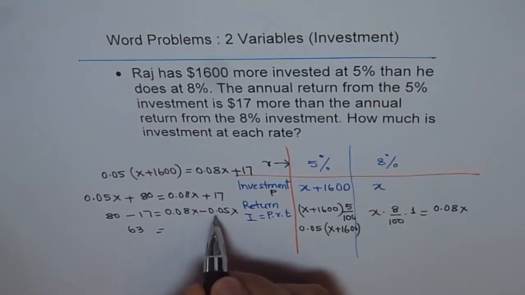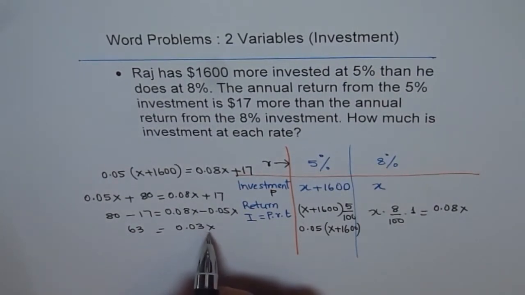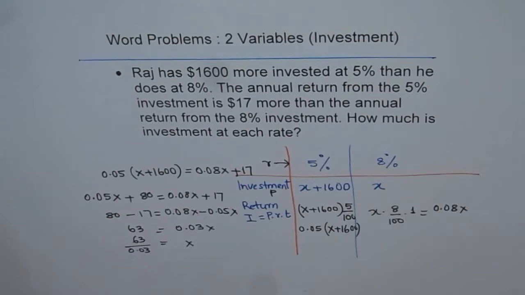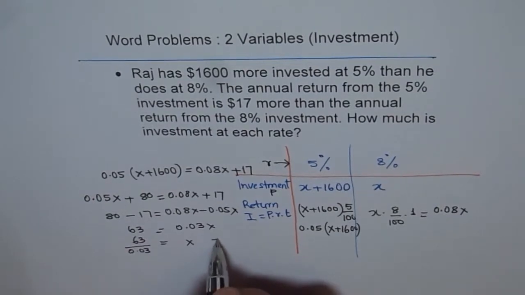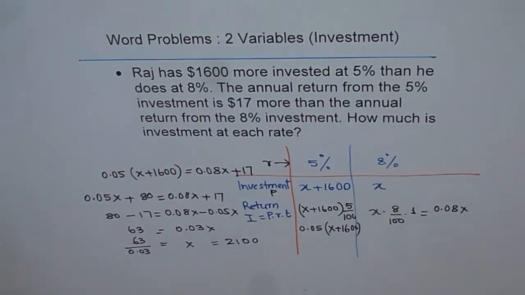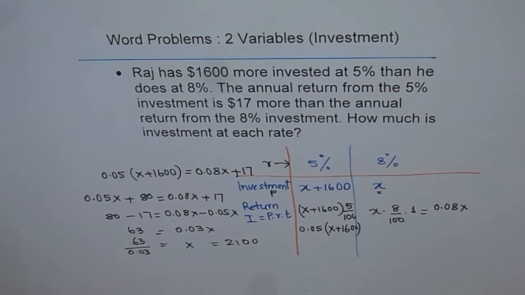And this is 0.03x. To get x, we need to divide 63 by 0.03. So we'll divide 63 by 0.03 to get 2100. So we get our answer as 2100. So that is the value of x. And what is x? X is the investment at 8%, right? And now therefore we can write down our answer.